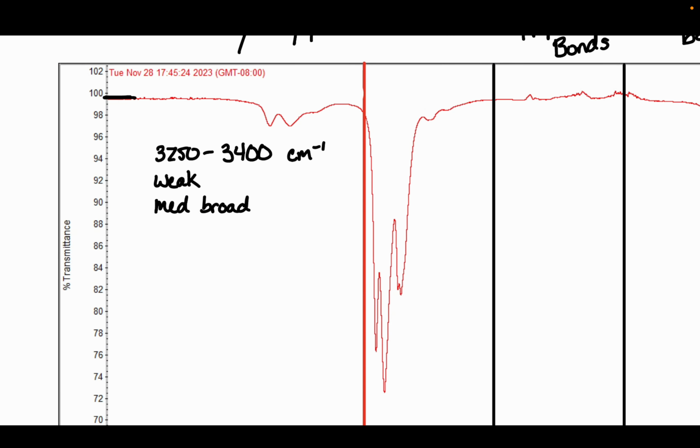All right, and then this set of peaks, especially when there's two of them, corresponds to a primary amine. So nitrogen with two hydrogens on there.